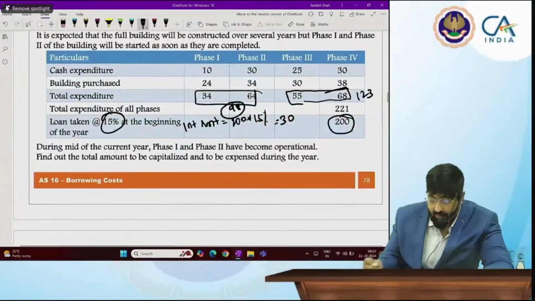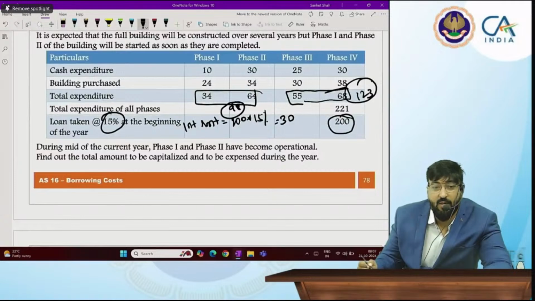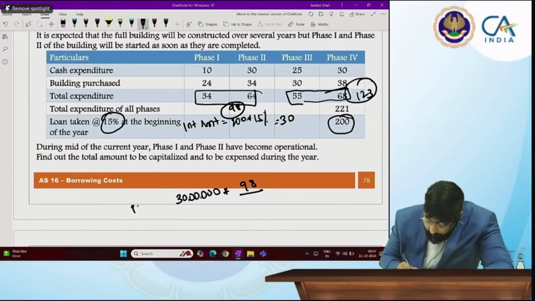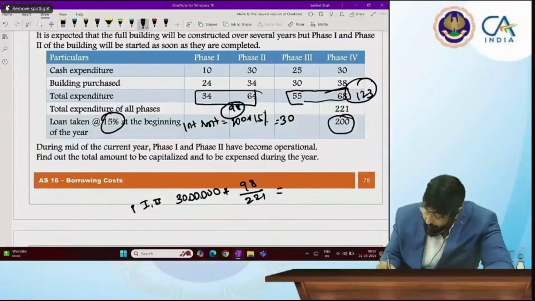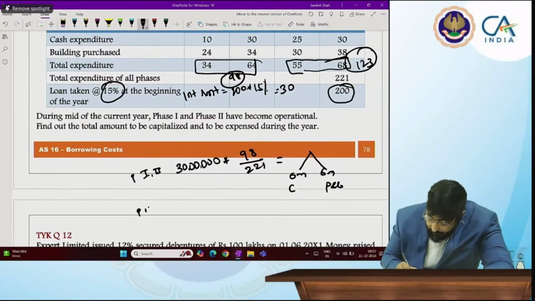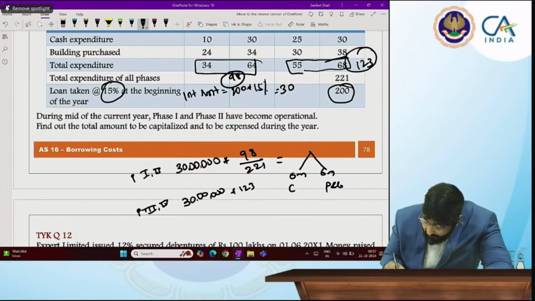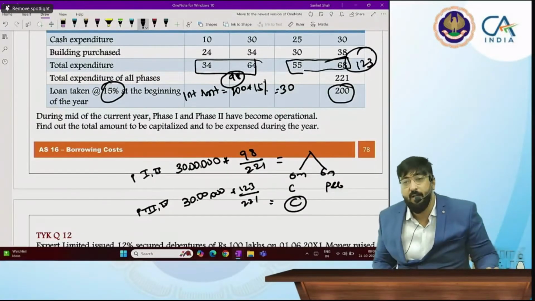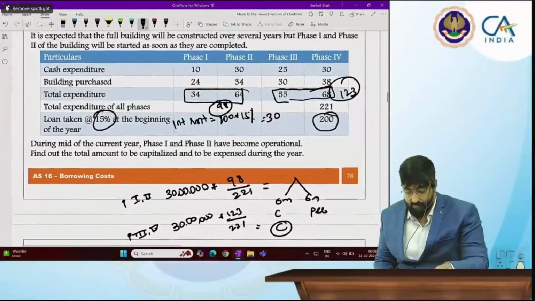Expenditure is 98, correct? And phase 3 and phase 4 is 123. Now your interest is 30 lakhs. On 30 lakhs, 98 divided by phase 1 and 2, 98 divided by 221, the total expenditure. Whatever amount you get, 6 months will be transferred to capital expenditure and 6 months to the profit and loss account as revenue expenditure. And for phase 3 and phase 4, 30 lakhs is the interest amount, into 123, the expenditure on phase 3 and phase 4, divided by 221, and it is fully capitalized. Whatever amount, fully capitalized.